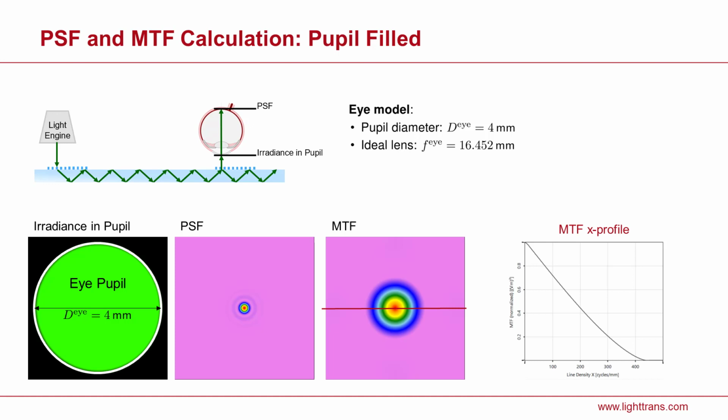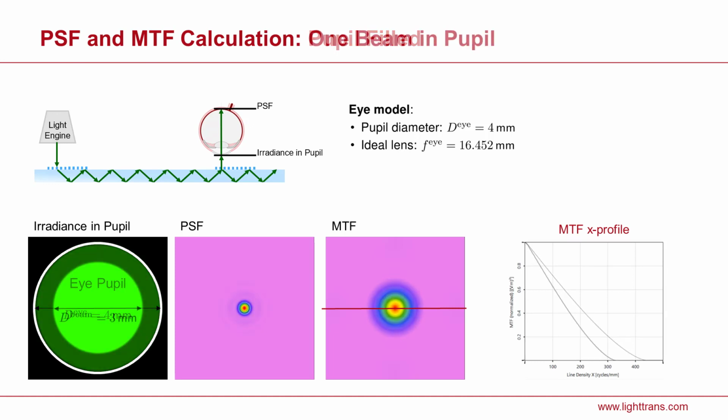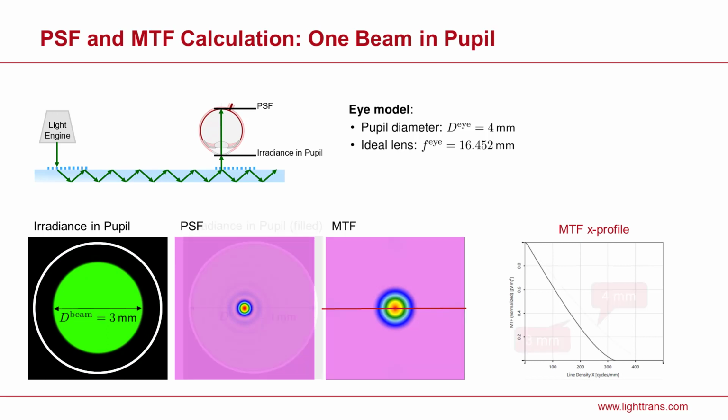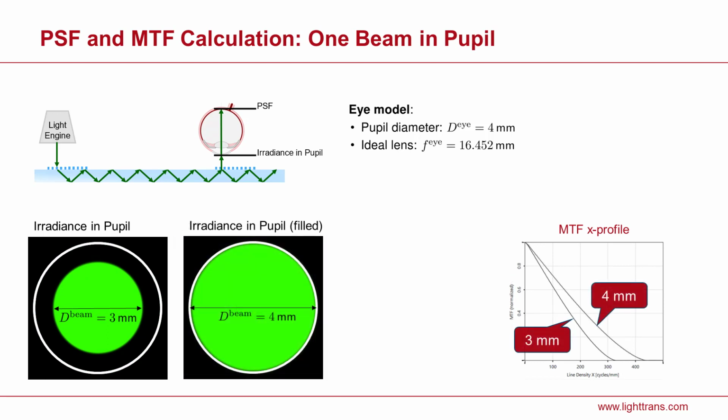When the eye pupil is only partially filled, the Airy pattern becomes enlarged, as we can see here, and the MTF indicates that not as many cycles per millimeter as before can be resolved by the system.